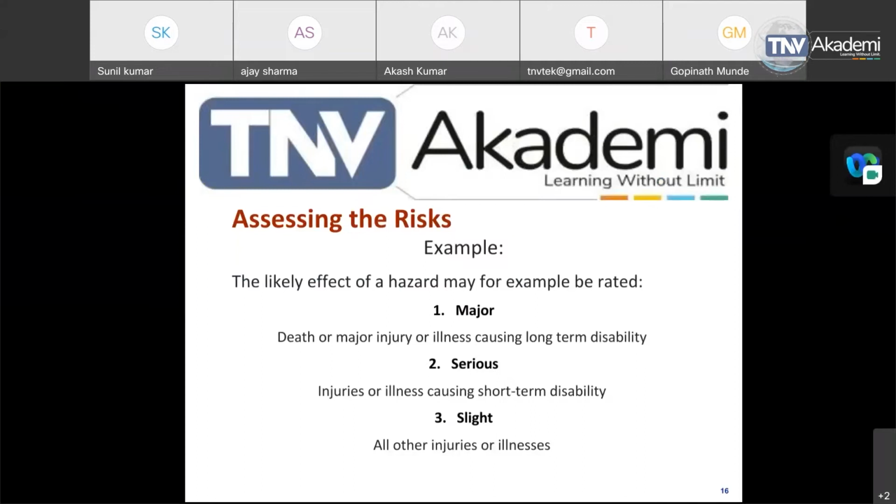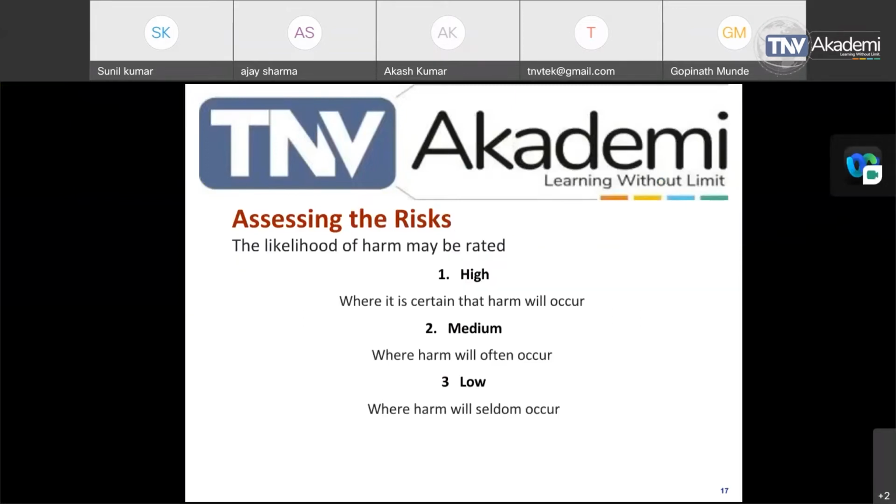So you can distinguish between the three types of effect of hazard: slight, serious, or major. Depending on the effect of the hazard, you can calculate how lethal or less lethal it can be to the particular process or product. The likelihood of harm may be rated as high, medium, or low.